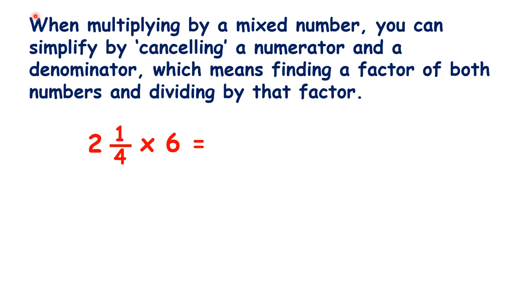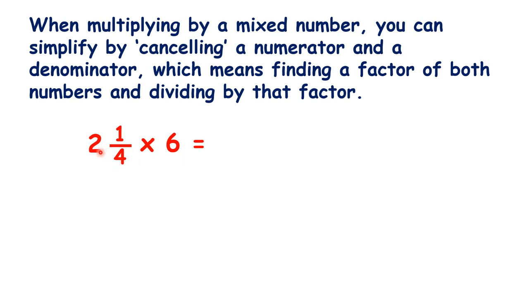Here's a trick which you can use only when you're multiplying by a mixed number. You can simplify by cancelling a numerator and a denominator, which means finding a factor of both numbers and dividing by that factor. Again, this sounds confusing, so let's break it down with an example. We have 2 1/4 times 6.